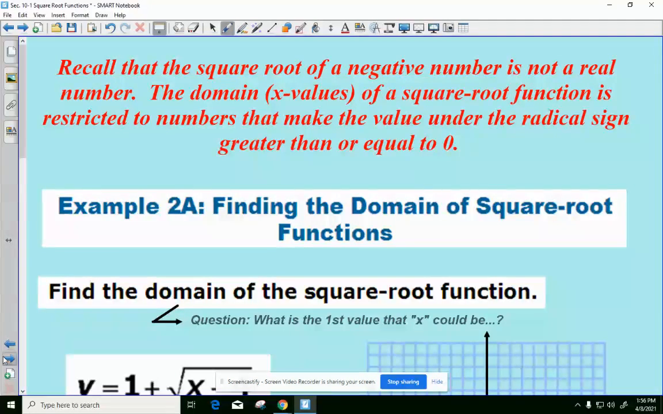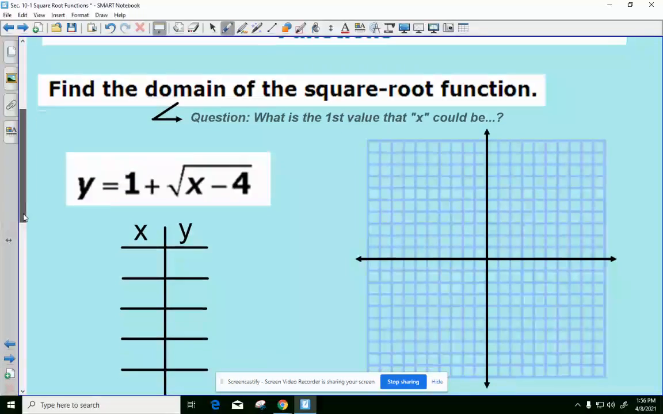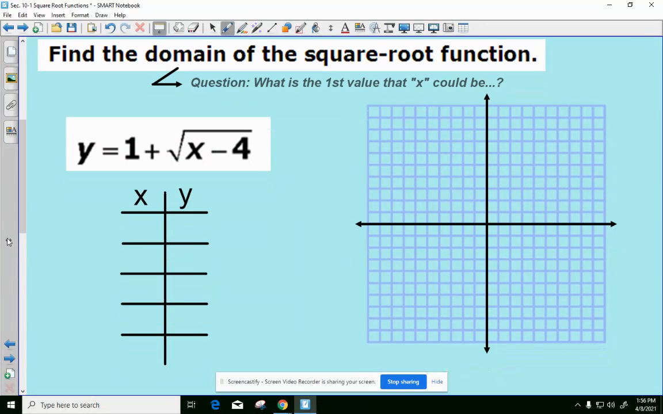All right. And so on your paper, you have 3 graphs available. On your first graph, I would like you to put this function, y equals 1 plus the square root of x minus 4. Put your graphs on the right or put your graphs on the left, whatever makes you happy. I don't care.